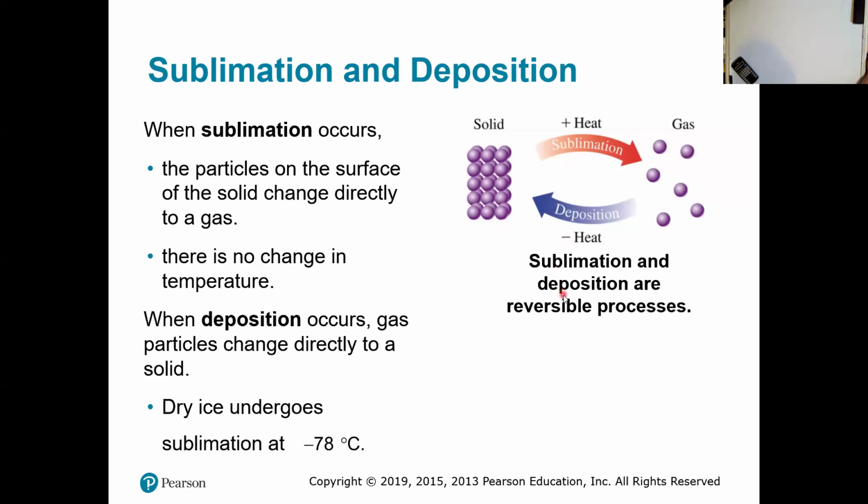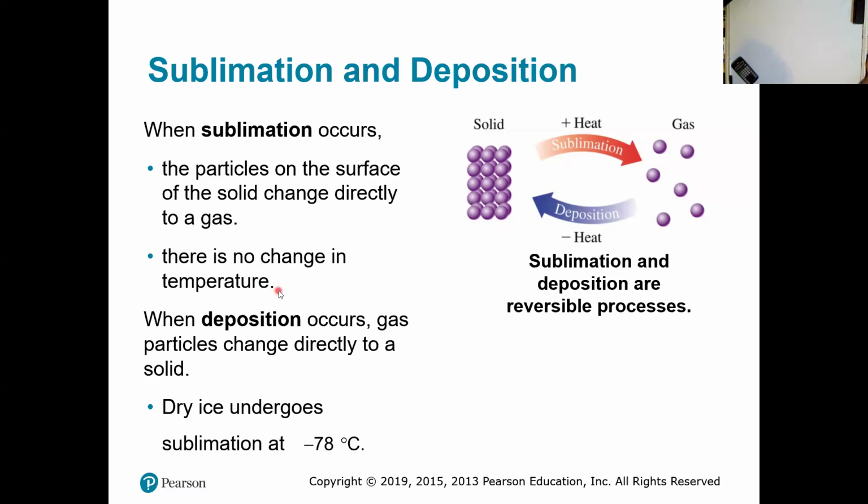Sublimation and deposition, like all phase changes, are both reversible processes, meaning you can just add or remove heat to force the other change to occur. When sublimation occurs, the particles on the surface of your solid are going to directly change into a gas. An important thing to know about phase changes also is that as phase changes occur, no change in temperature happens at that moment. All of the heat energy that you're putting into your substance is going into the phase change.